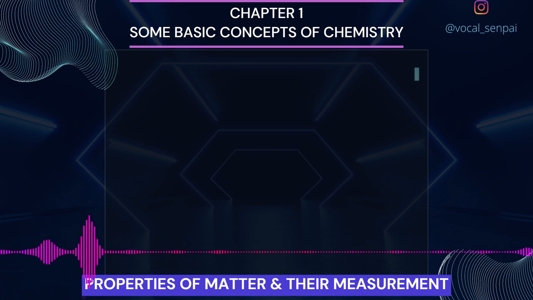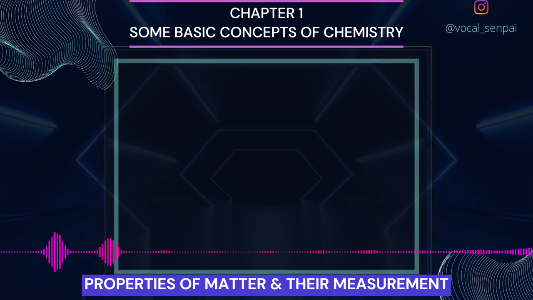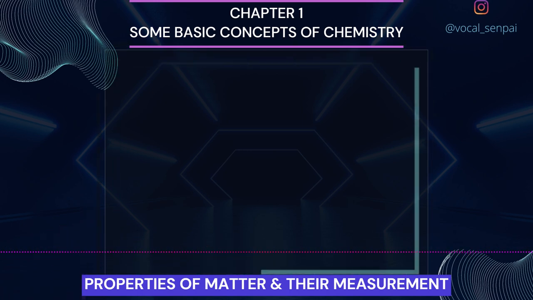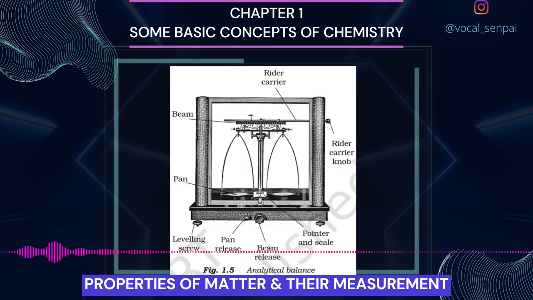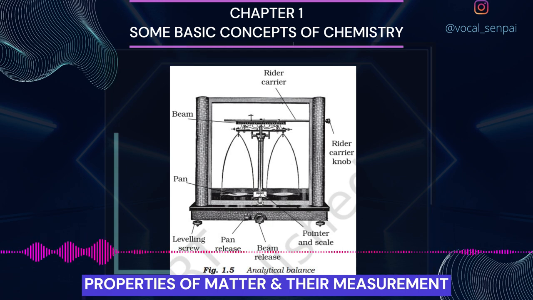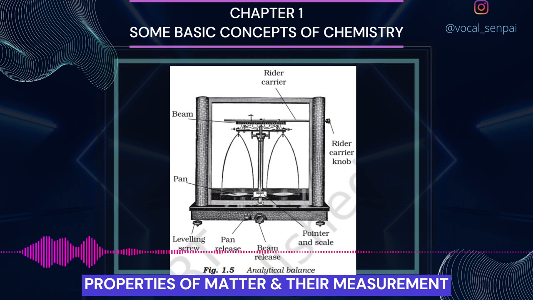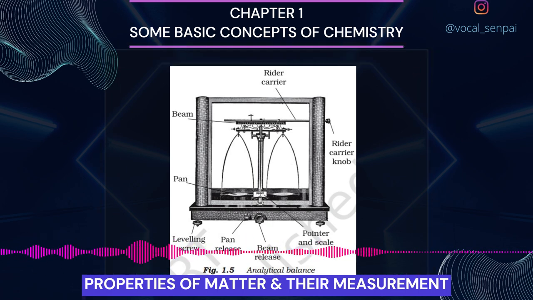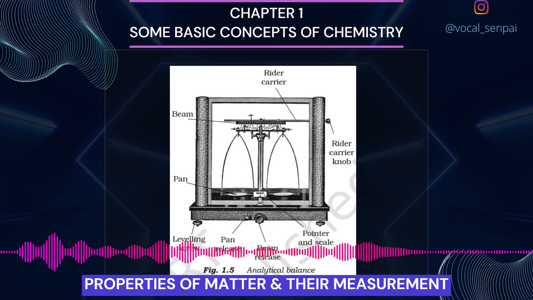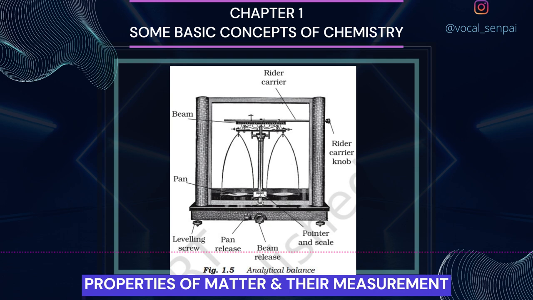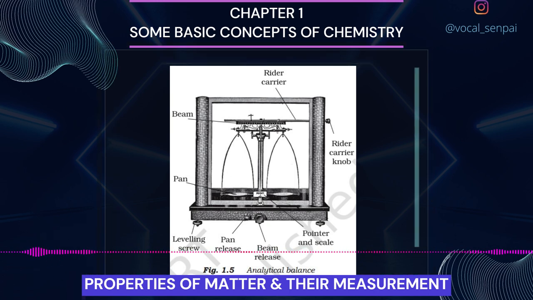Let us now quickly go through some of the quantities which you will be often using in this book. Mass and weight. Mass of a substance is the amount of matter present in it, while weight is the force exerted by gravity on an object. The mass of a substance is constant, whereas its weight may vary from one place to another due to change in gravity. You should be careful in using these terms.